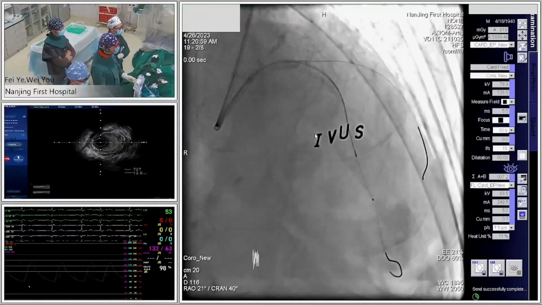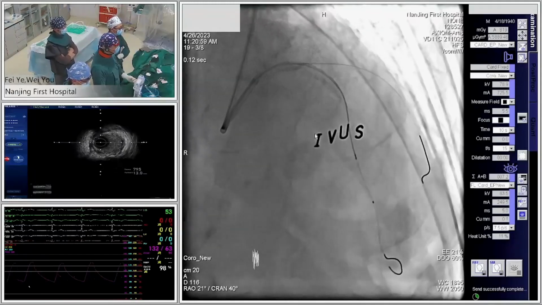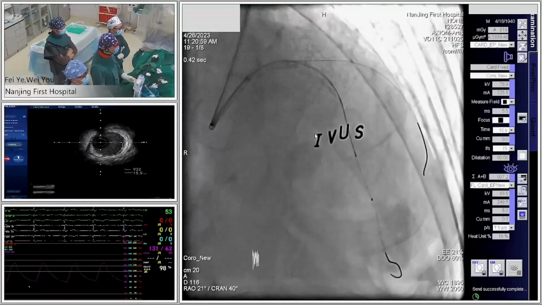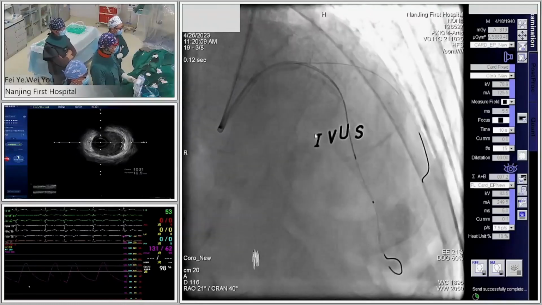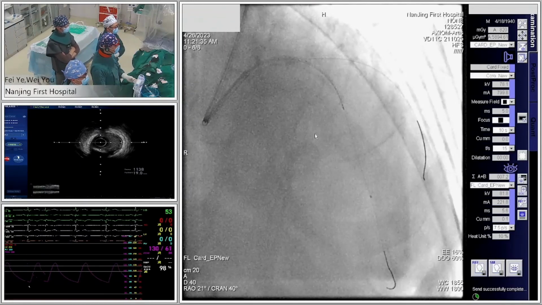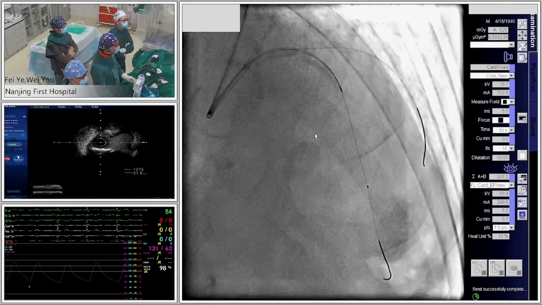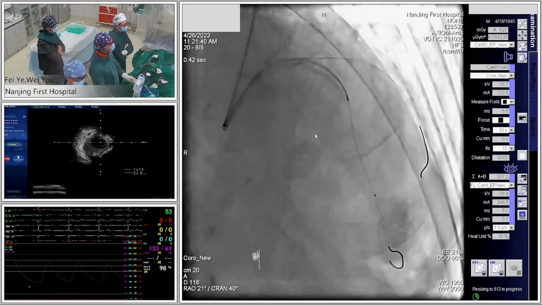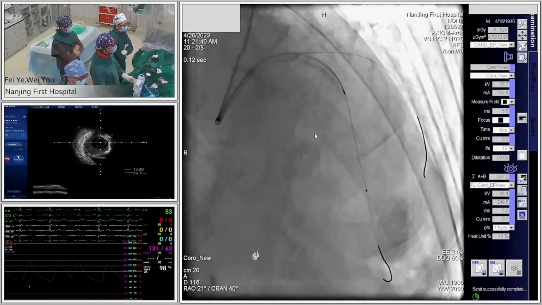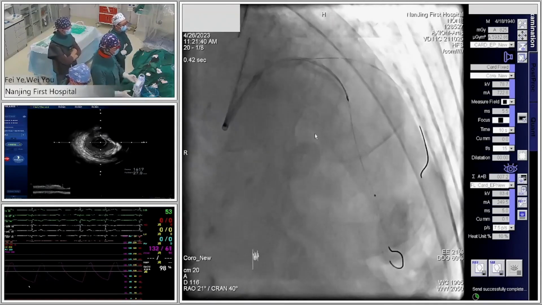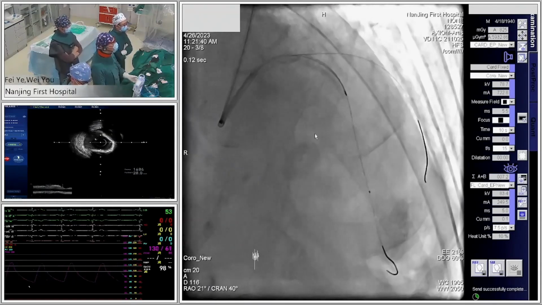Here is nearly normal. Here maybe the proximal muscle bridge. Here I think is normal. Here the reference diameter was about 3. It's very difficult to make the distal landing zone just beside the myocardial bridge. And here we find the medial dissection.